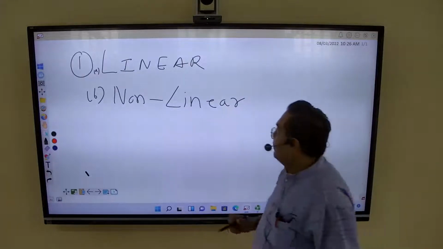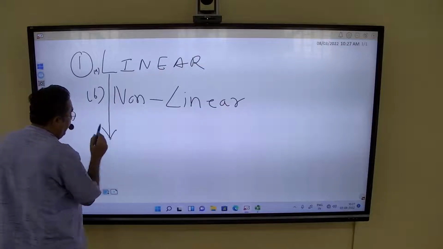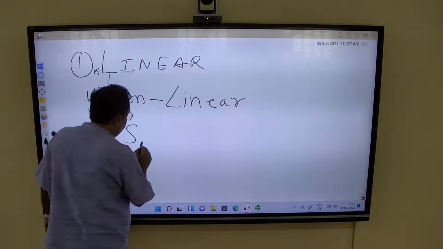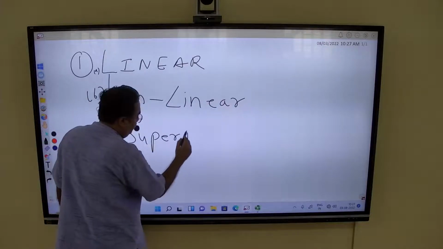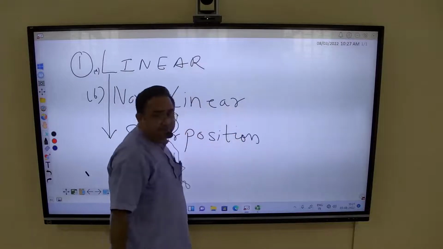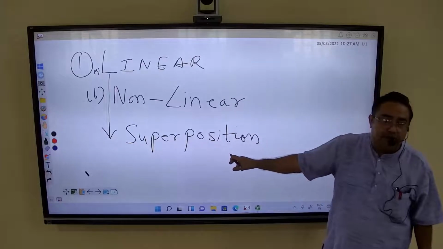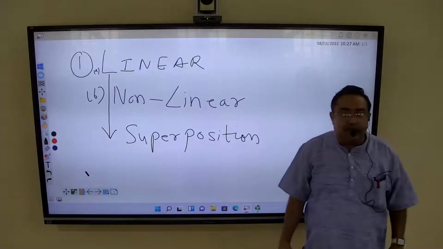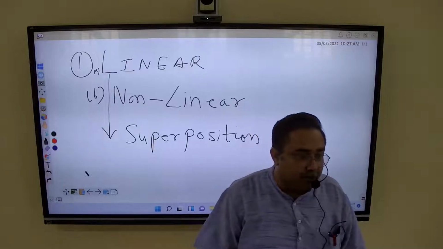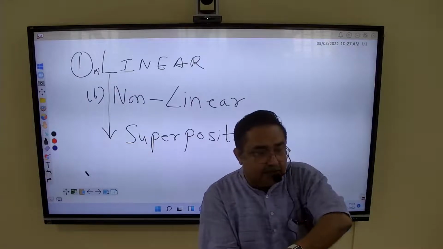The linear means any system which obeys the principle of superposition. So what is a linear system? Which obeys the principle of superposition. Now definitely you ask, what is the principle of superposition? Is it clear? Super means, in fact, imposition. One over another, okay?